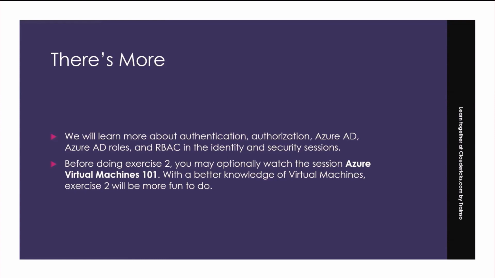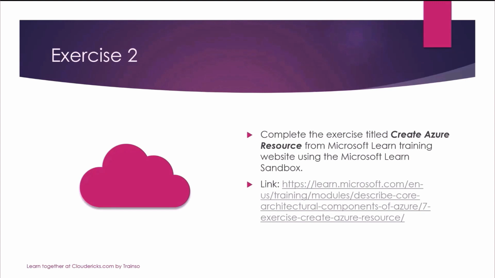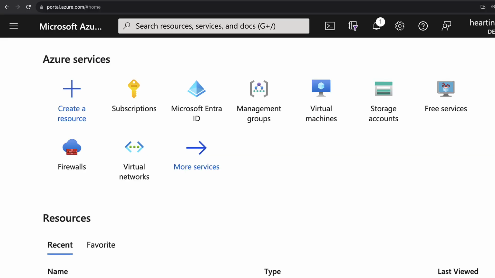The exercise 2 is all about creating an Azure resource, and that Azure resource is a virtual machine. So you may optionally watch the session Azure Virtual Machines 101 before doing that exercise. With a better knowledge of virtual machines, exercise 2 will be more fun to do. Exercise 2, complete the exercise titled Create Azure Resources from Microsoft Learn training website using Microsoft Learn Sandbox. You can follow the steps in exercise 2 from Microsoft Learn website and complete the exercise.